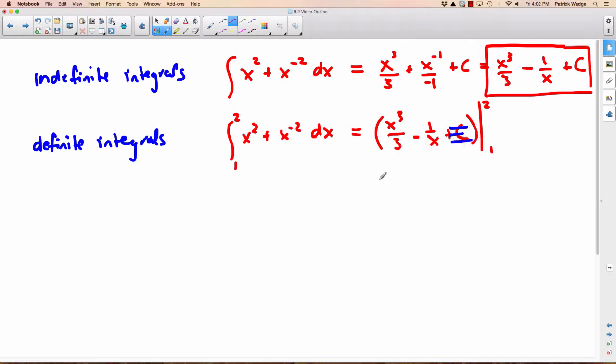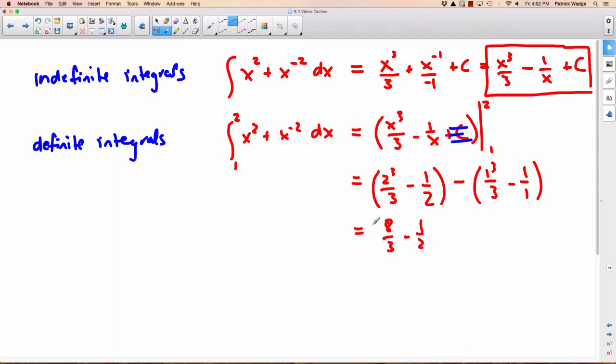Again, I'm doing this fast. We're not going to do it this year. I just want to give you a sense of this. So what I would do again is start by plugging 2 into the x's. So I would have 2 cubed over 3 minus 1 over 2. Then I would subtract plugging the 1 into the x's. So I'd have 1 cubed over 3 minus 1 over 1. So let's do that somewhat quickly. 2 cubed is 8 over 3 minus 1 half, minus 1 over 3 minus, well, this is just 1.